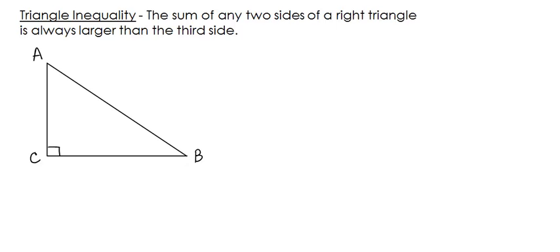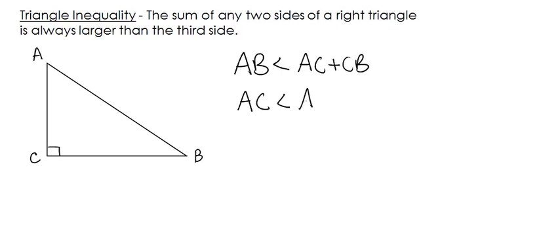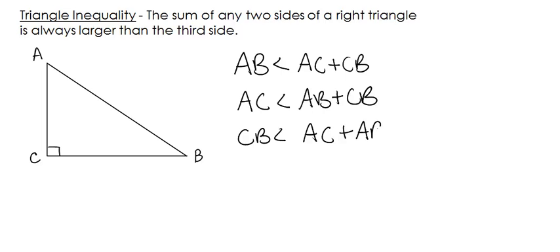Say you're looking at side AB. The length of side AB is always less than the other two sides added together, so whatever AC is, plus CB. If you pick a different side, you start with side AC. Side AC would have to be less than those other two sides, which are AB added to CB. And finally, the third way to write it would be with side CB. Side CB would have to be less than those other two sides added together, which were AC and AB.